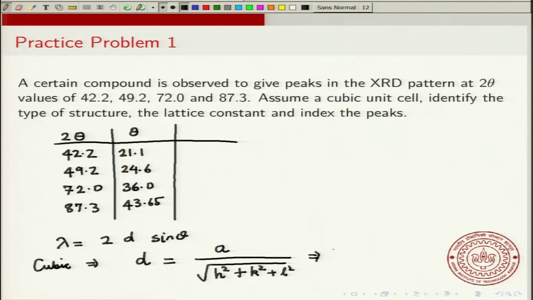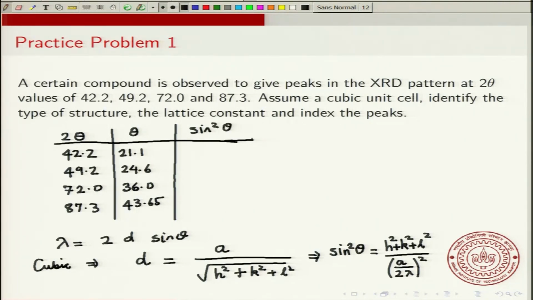I can write that sin square theta is equal to h square plus k square plus L square, divided by, what I have in here is a by 2 lambda, square. So basically, sin square theta, now a is fixed for the lattice, lambda is fixed for the lattice, so sin square theta is proportional to h square plus k square plus L square. So we will make a table and we will write sin square theta.